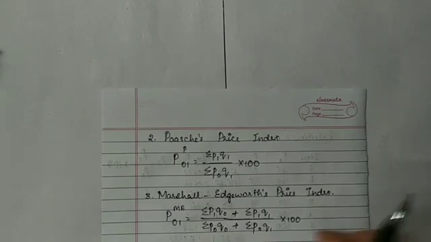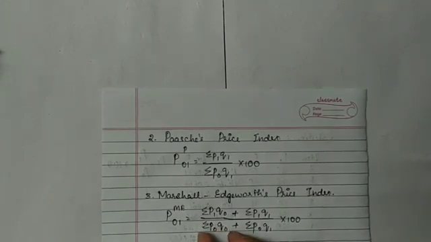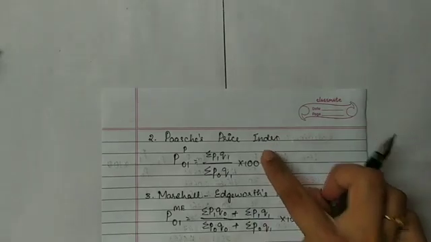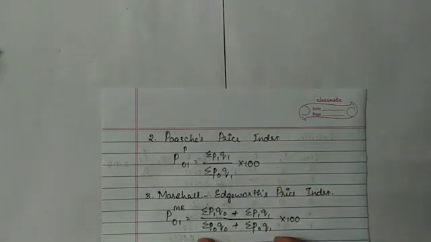So if you see the first part, that is summation P1 Q0 divided by summation P0 Q0. This is of the first type, isn't it? Laspeyres. And the second part is of Paasche, isn't it? So here both are combined. This is about the Marshall and Edgeworth price index.